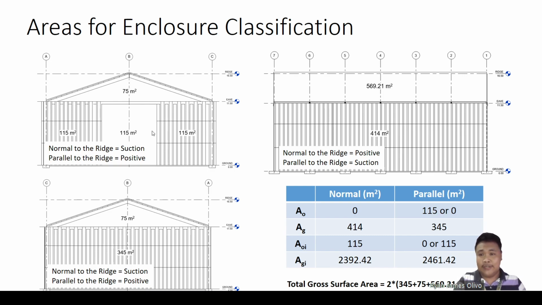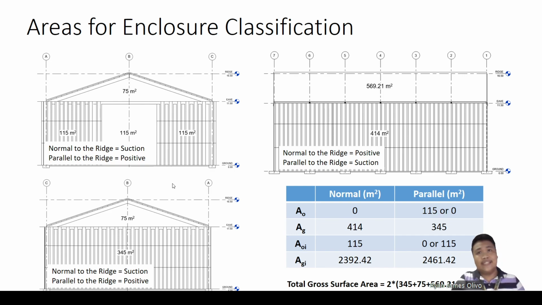While for AO here, if there is a wind that is parallel to the ridge, then this part will receive a positive pressure. If we say that the wind is going inside here, the opening here is 115. But if the wind is here at the back, then the opening here is 0. So that is AO. So anyway, AG is where we can find AO.